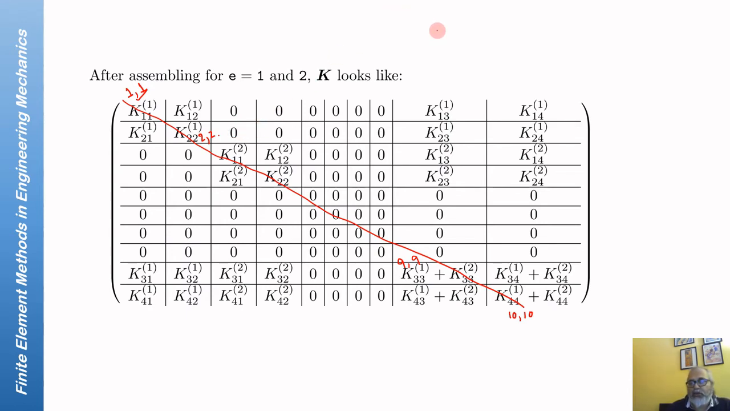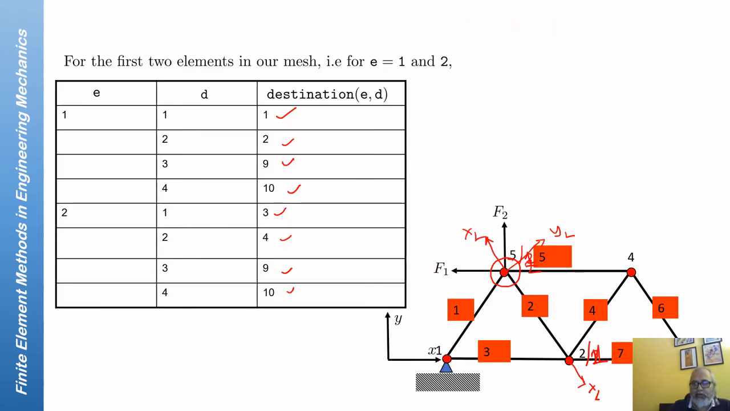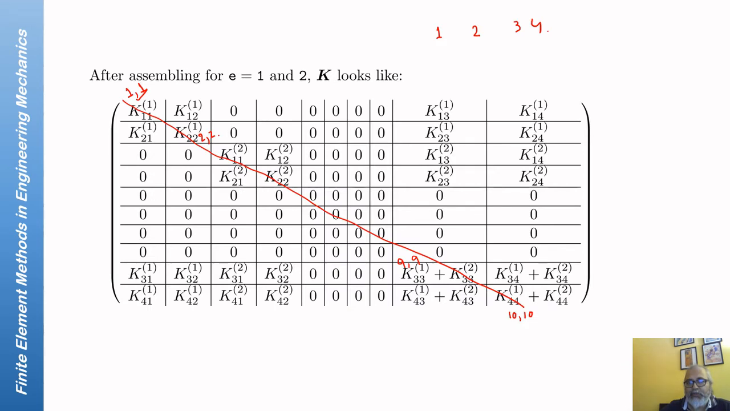So my degrees of freedom are 1, 2, 3, 4, and they go to 1, 2, 9, 10. So 1, 1 goes to 1, 1, 2, 2 goes to 2, 2, 3, 3 goes to 9, 9, 4, 4 goes to 10, 10, 4, 3 goes to 10, 9, 3, 2 goes to 9, 2, or 2, 9, 1, 2 goes to 1, 2. That's how you assemble this for element number 1.